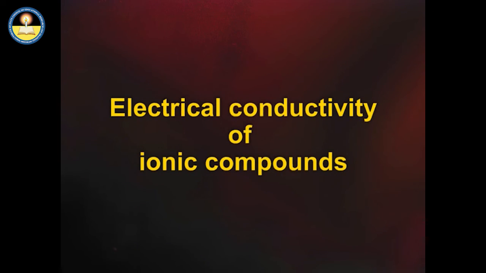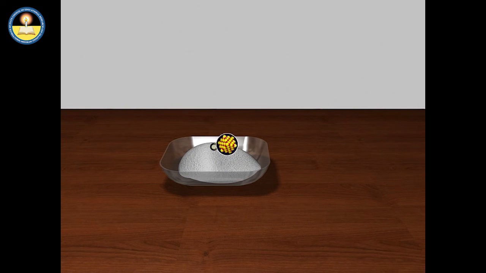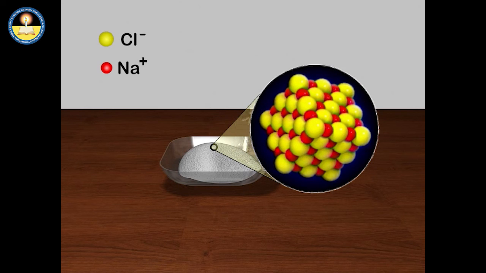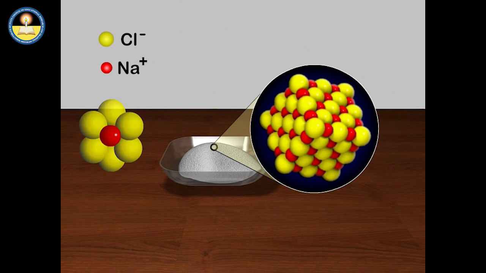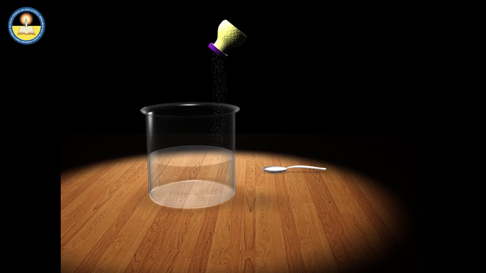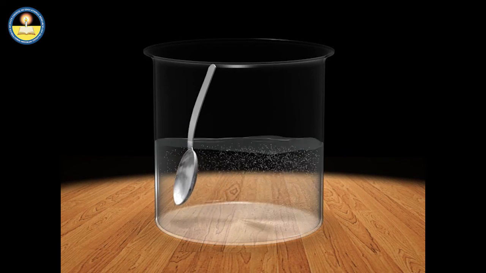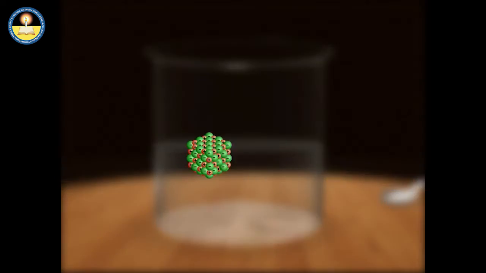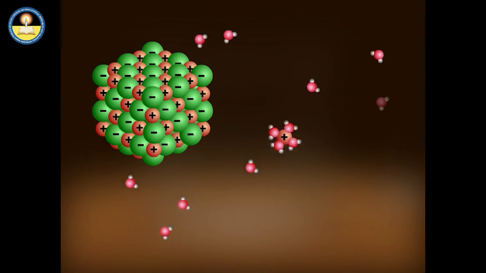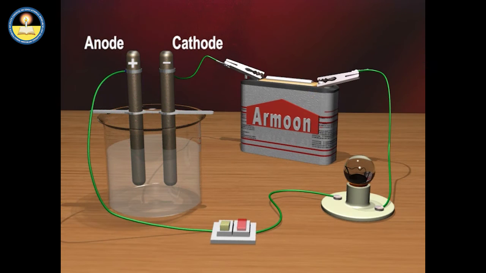We will now learn about electrical conductivity of ionic compounds. Ionic compounds do not conduct electricity in the solid state because in solid state the oppositely charged ions have fixed positions. The ions are not able to move. However, when they are melted or dissolved in water, the crystal structure breaks down and the ions are free to move. These free ions conduct electricity.